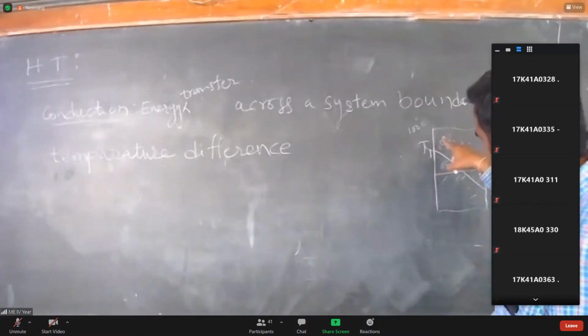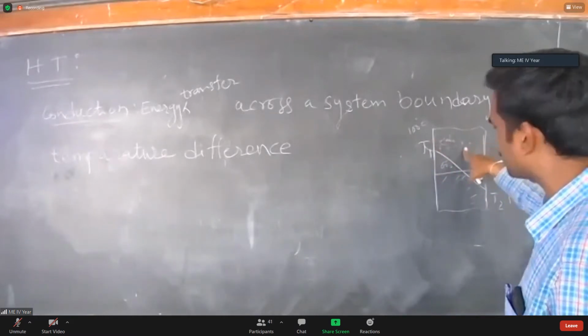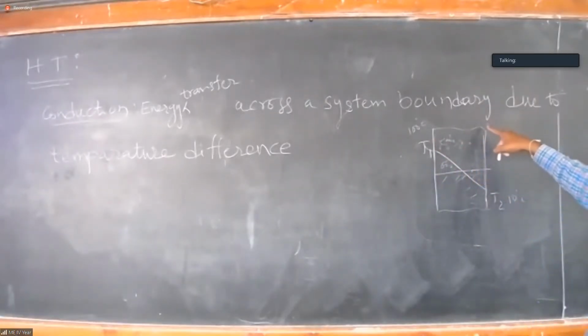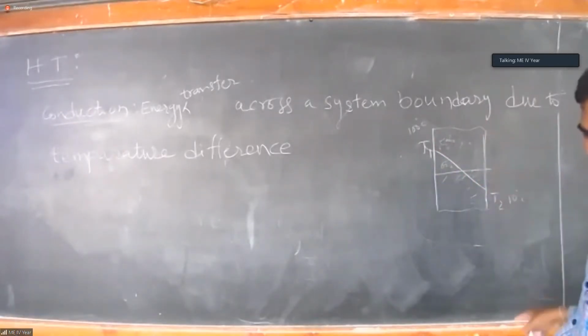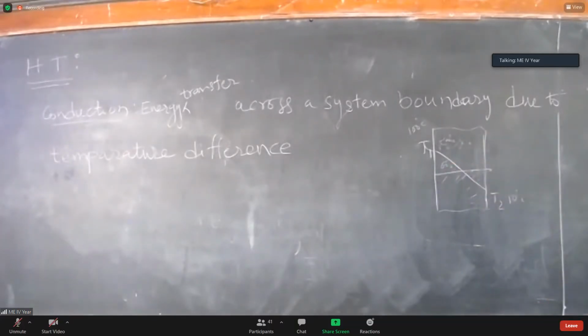Basically, they pump some of the kinetic energy of these molecules to lower kinetic energy molecules, which are at lower temperature. So finally, we have uniform temperature distribution.